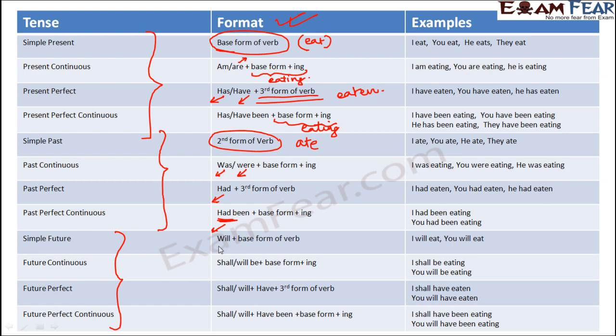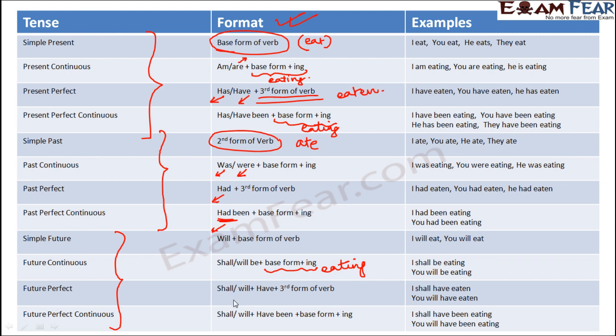For example, in simple future, you'll make use of will plus base form of the verb. I will eat, you will eat, he will eat, she will eat. Similarly, future continuous would be will or shall be plus base form plus ing. That is, here it would be eating, but I shall be eating, you will be eating, he will be eating, things like that. Now make a note of this, that shall is always used with the first person, that is I shall eat, we shall eat. Shall is never used with second person or third person.